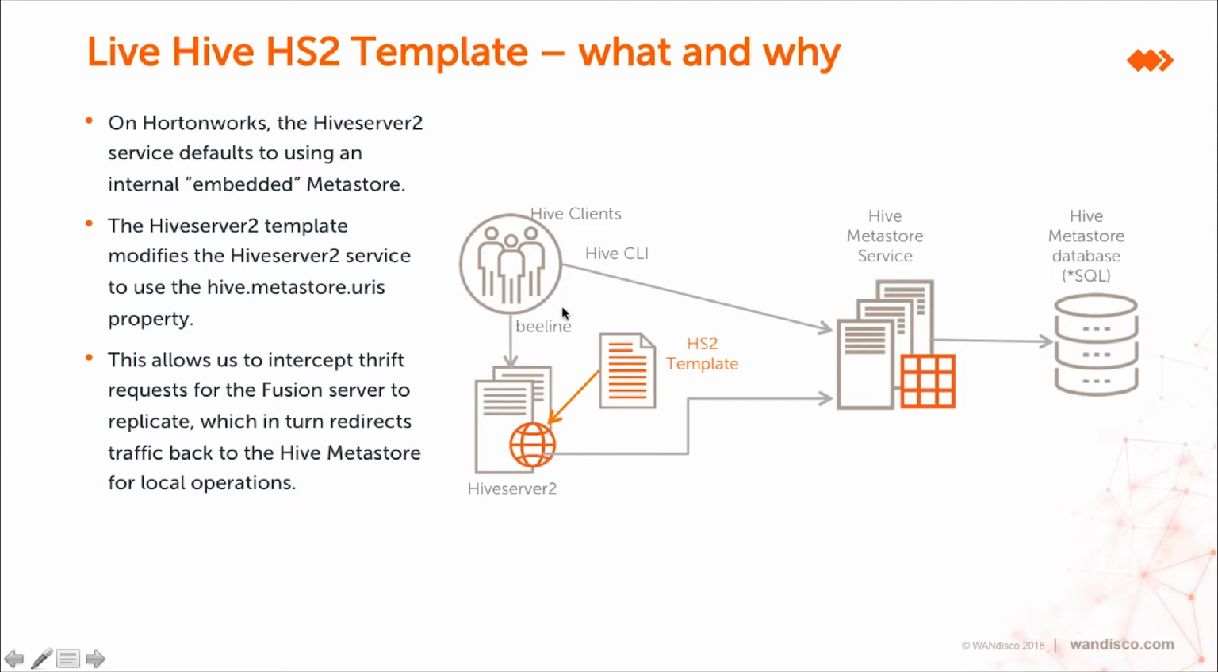This allows Fusion to intercept thrift requests for the Fusion server to replicate. And then in turn, it redirects the traffic back to the Hive metastore for local operations. That is present in Hortonworks.